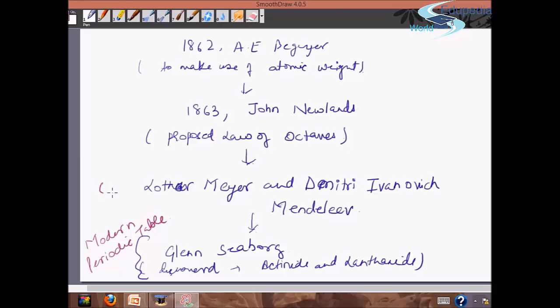His was 1864 and his is 1817. So this is actually the flowchart of the history of the elements, that is the classification of the elements.